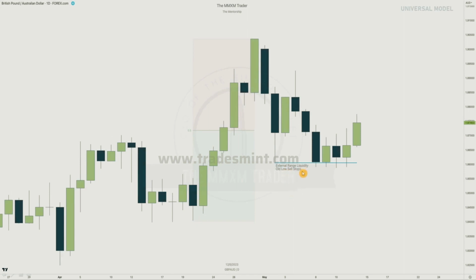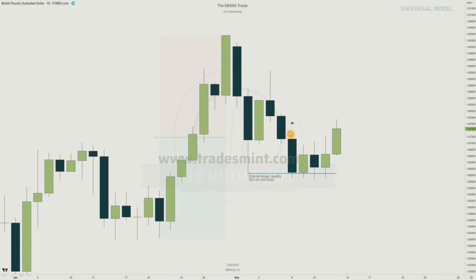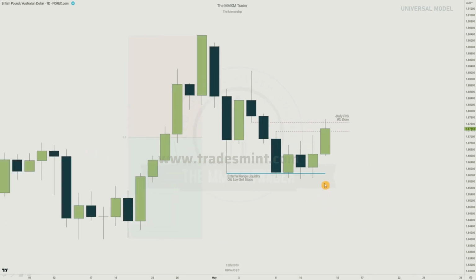Old low sell stops. Now, where does your eye go immediately? Once again, to internal, right? Every time external to internal, internal to external, right? So we got that daily fair value gap as our draw on liquidity. Now we have our long-term perspective established.